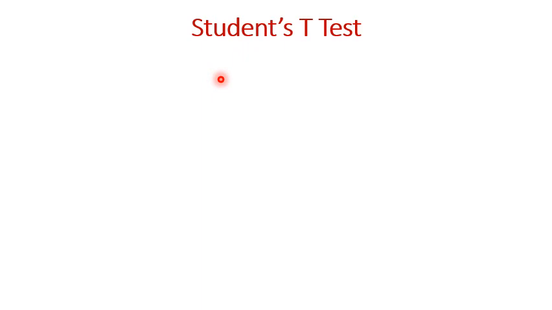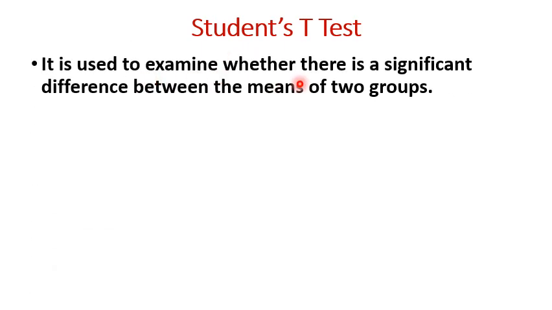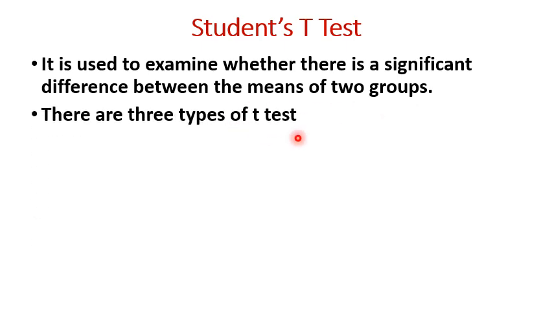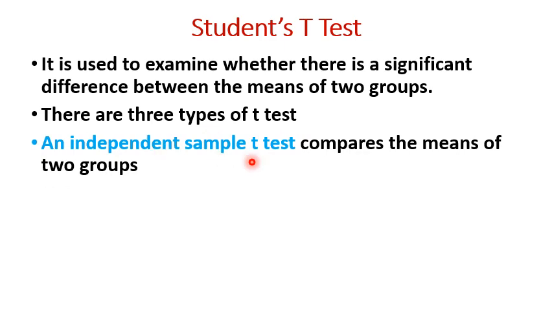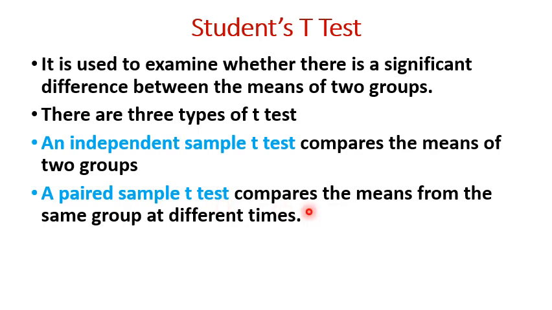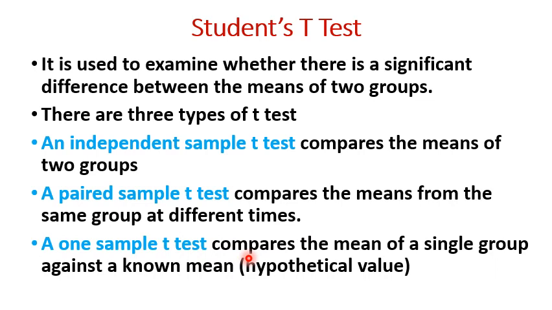First one, students t-test. It is used to examine whether there is a significant difference between the means of two groups. So, t-test is used to determine if there is a significant difference between the means of two groups, which may be related in certain features or independent. Then there are three types of t-test. First one, an independent sample t-test, which compares the means of two groups. Then a paired sample t-test. It compares the means from the same group at different times. Then a one sample t-test, which compares the mean of a single group against a known mean or hypothetical value.